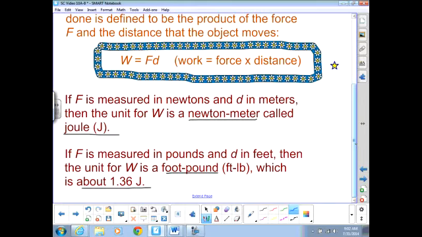Now, our units, if we're using metric, our work unit, well, force was in newtons and distance is in meters, so you could call it a newton meter, or usually what that's referred to is a joule. So joule, or a newton meter, is our unit of work for metric. If we're in the US system, we're multiplying pounds by feet, so we'll see it as foot-pounds.